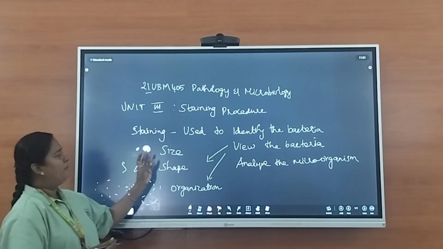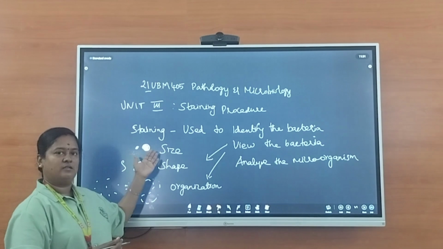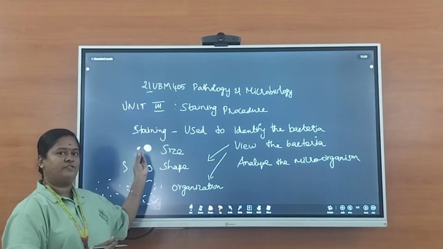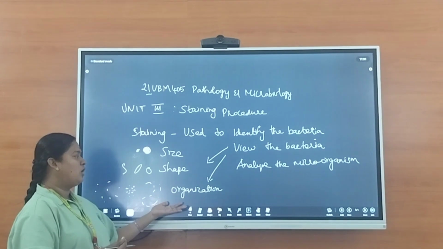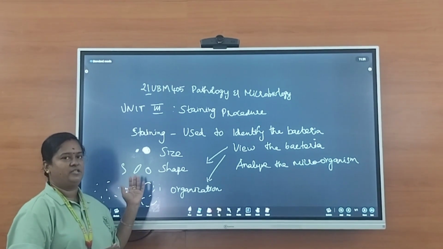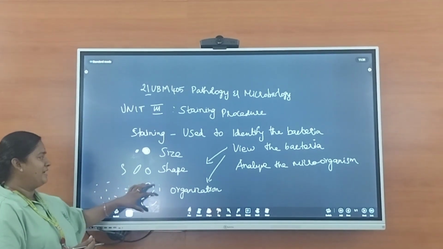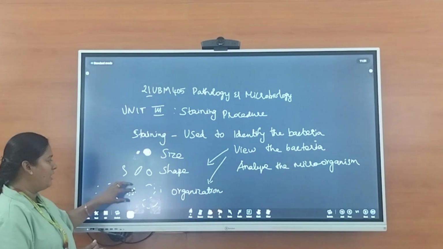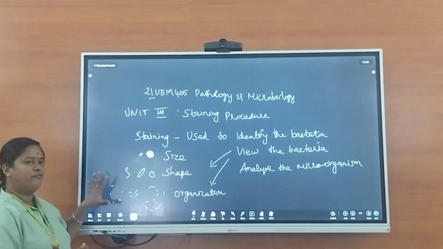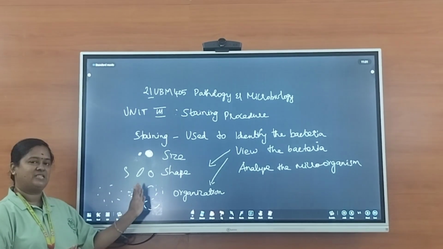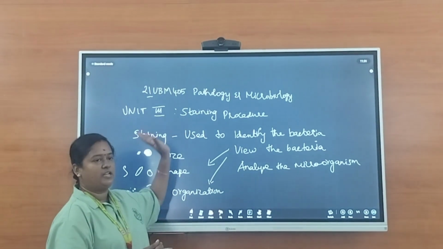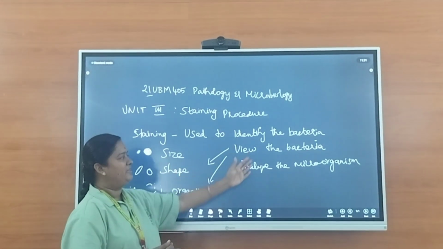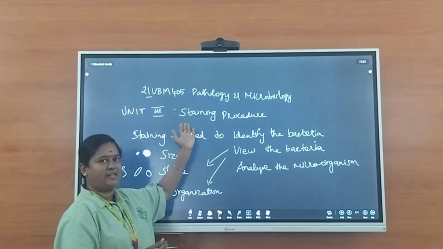So by viewing the bacteria, we are able to see the size, to know the shape, and also to know the organization. So how the bacteria is aligned, whether in chain-like format, clustered format or scattered format. All the structural organization can be viewed under the microscope after following the staining procedure. So this is the application or usefulness of doing the staining procedure.